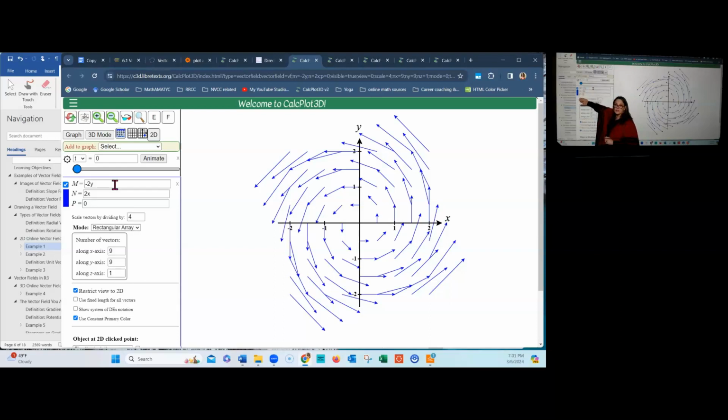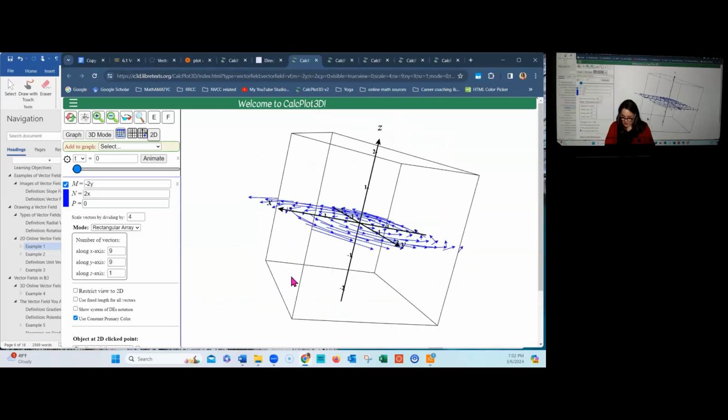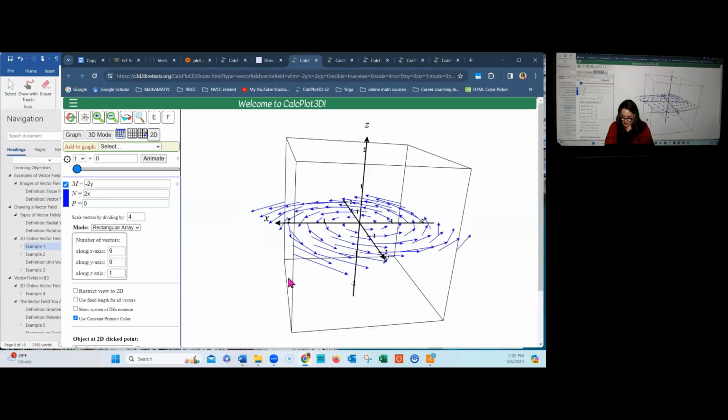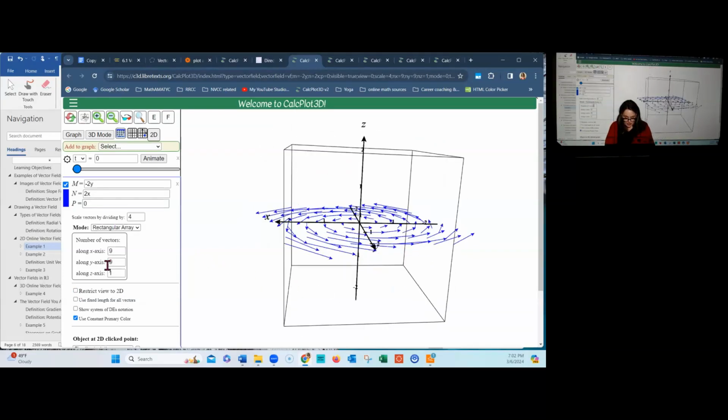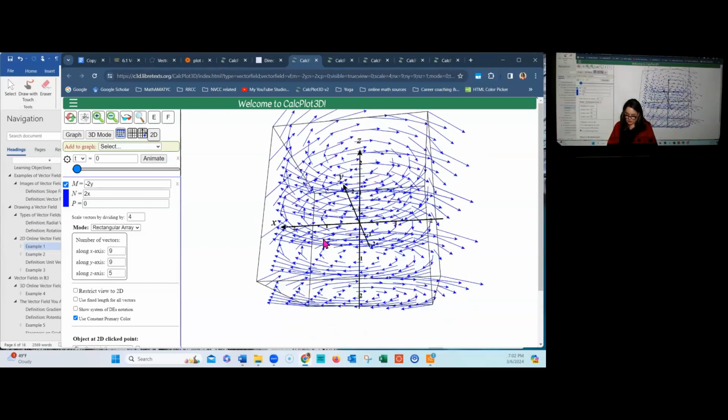If you want a two-dimensional vector field, then you will leave the third component as 0 and check the box for restrict view to 2D. If you take that check mark off, it's simply going to show what it looks like, but it's still going to plot it in the plane unless you tell it how many along the z-axis you want to plot. Right now it says 1, so it's only plotting 1. If I wanted to plot more, I could tell it to plot 5, and then it will give me 5 representations of that particular vector field.